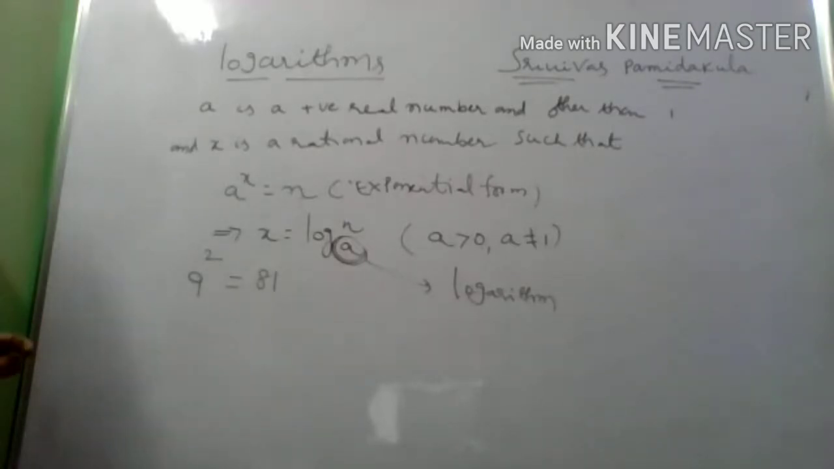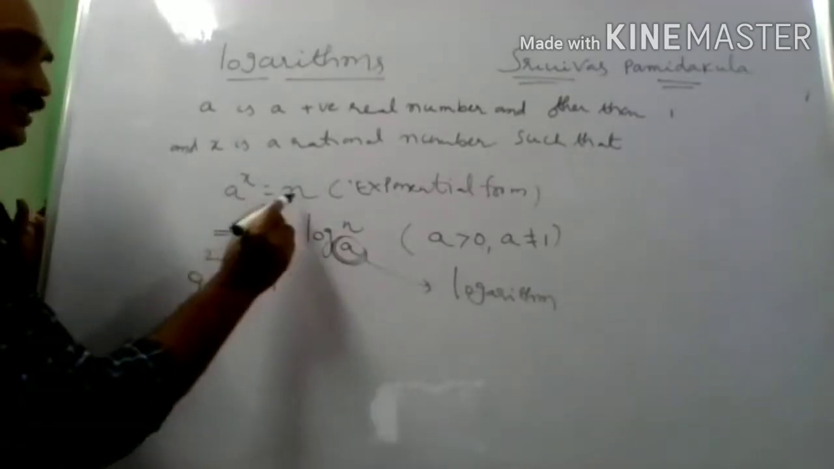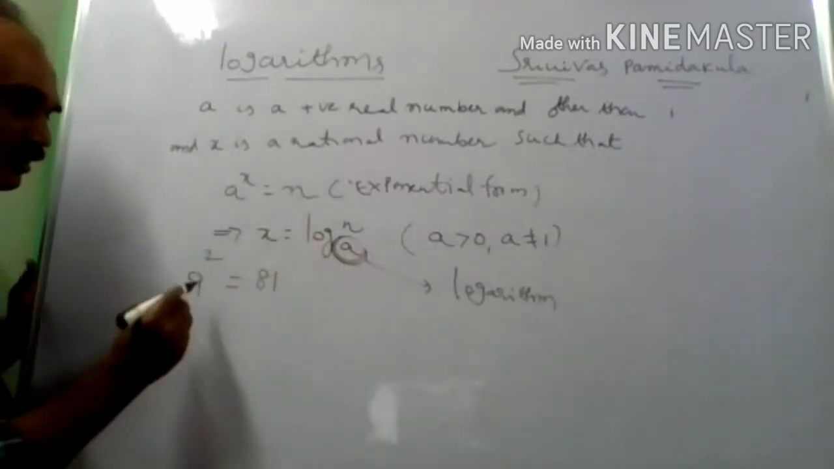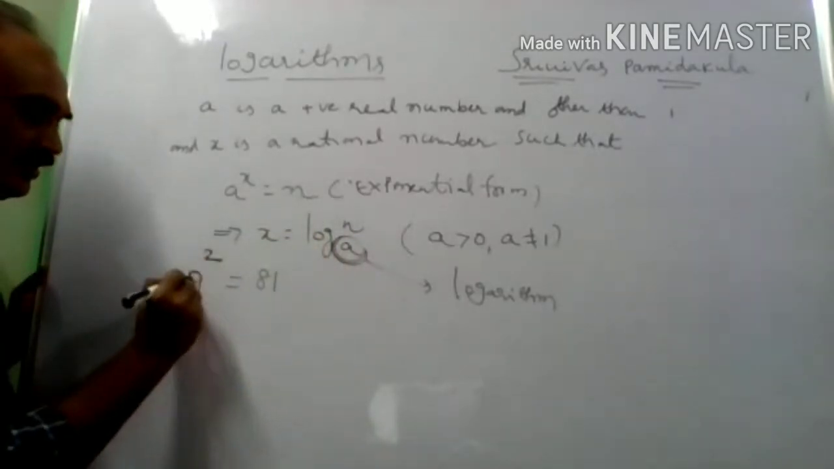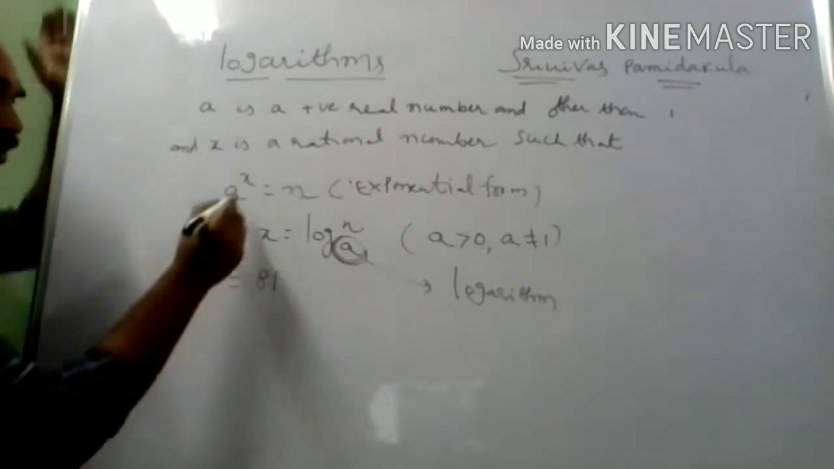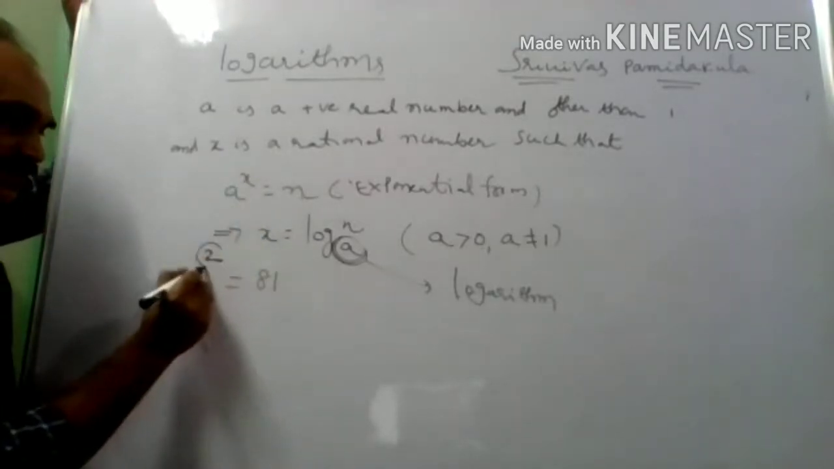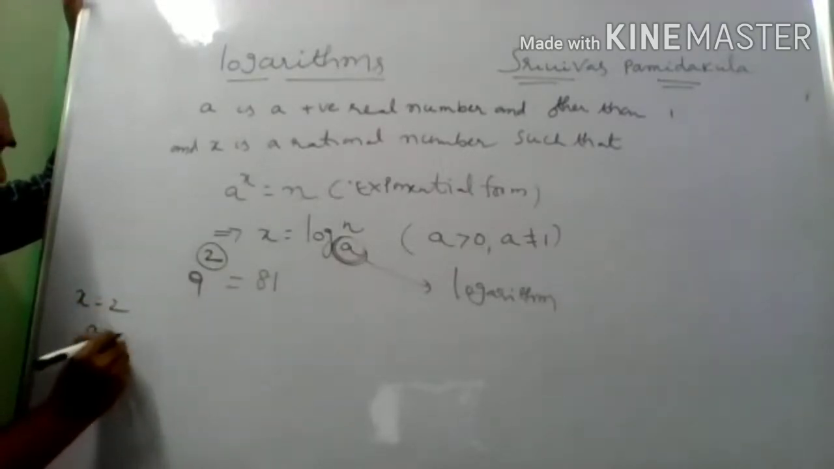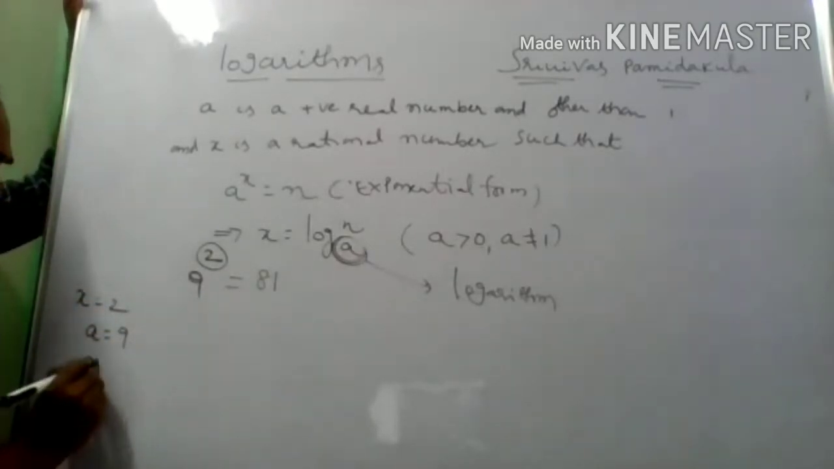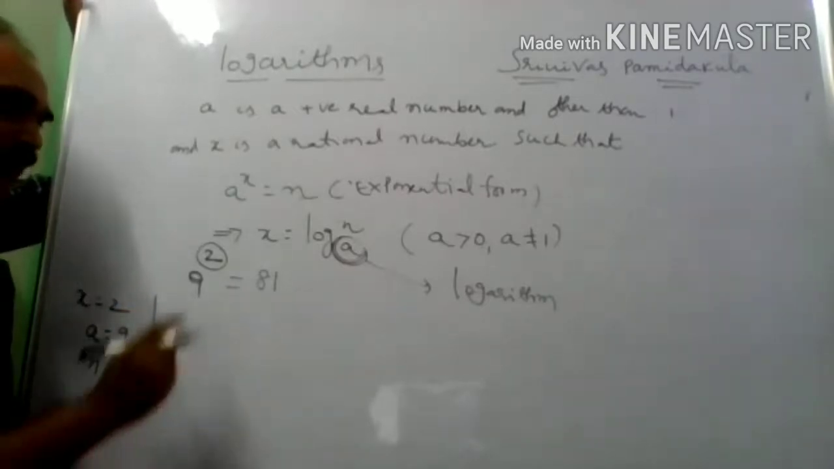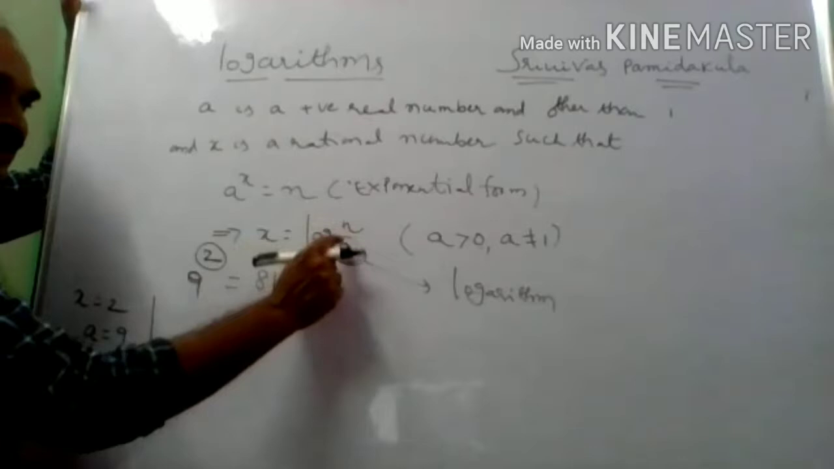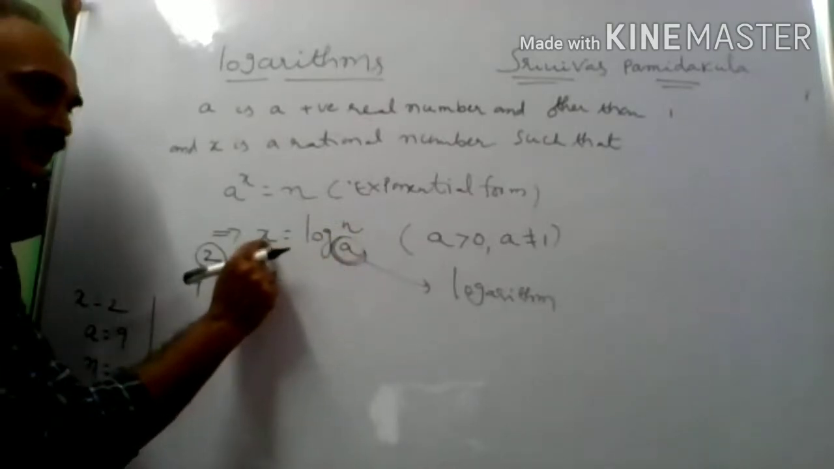Friends, a power x is equal to n, x is equal to log n to the base a. Students, for example, 9 square is equal to 81. Here this is x, this is a, a is equal to 9. This is n, small n is equal to 81. What is x, students?